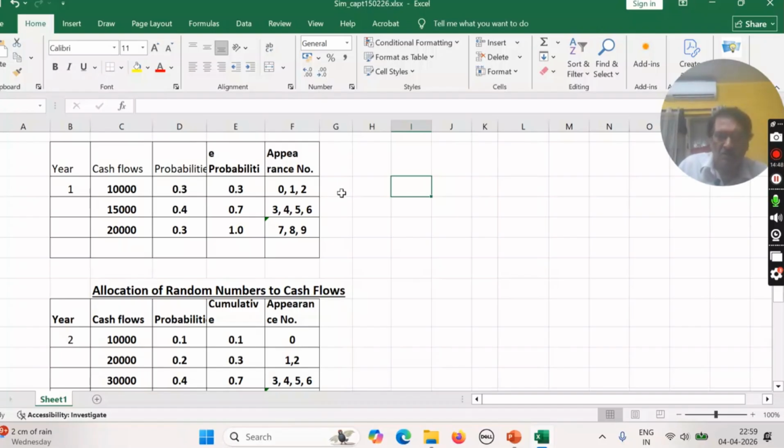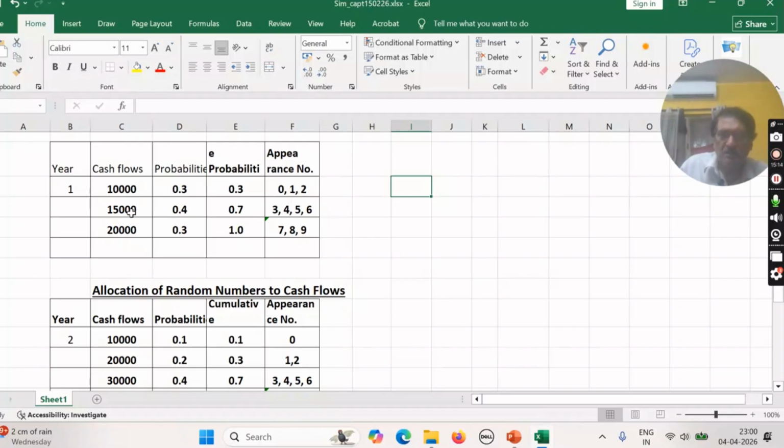Here a single column is taken, that's why the options are 0 to 9. That means 3 cases. 30% means 3 cases. 0.3 means 30%. Out of 10 cases, 3 cases you have to allocate for 10,000. That's why 0, 1 and 2. This is the process by which you have allocated.